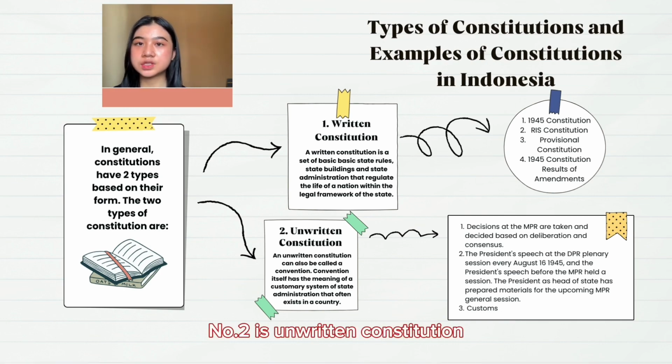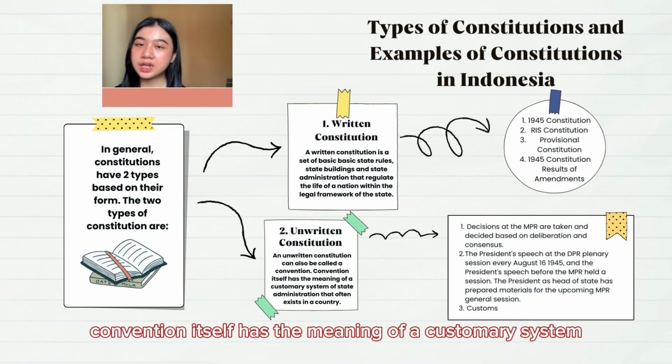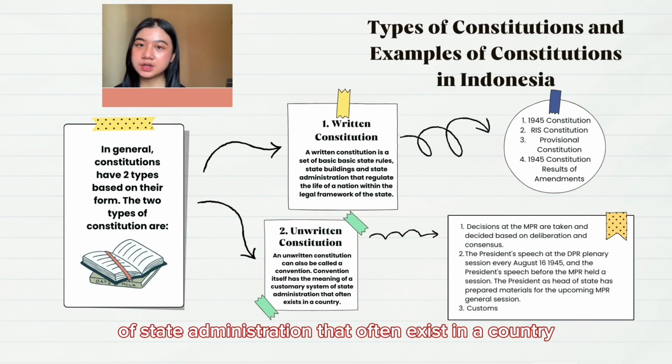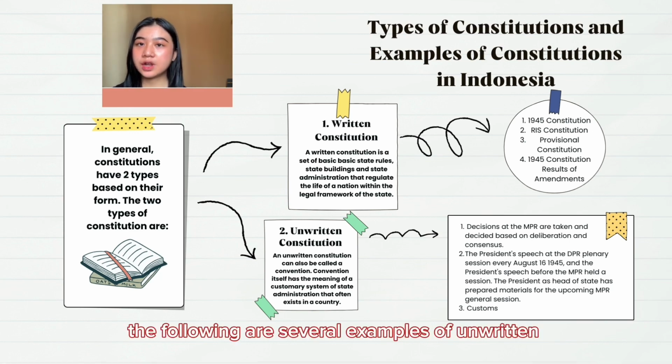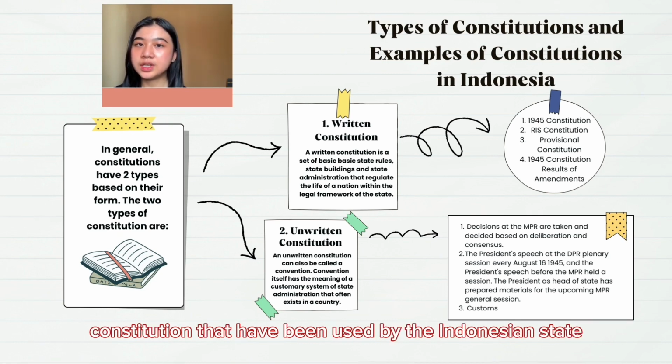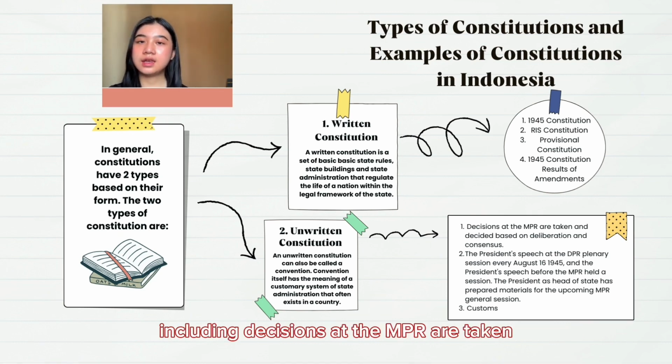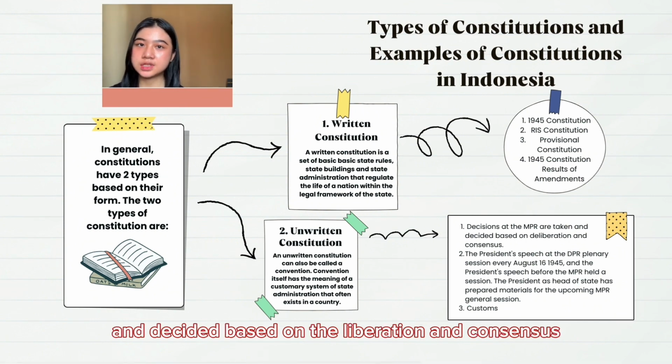Number 2 is unwritten constitution. This can also be called a convention. Convention itself has the meaning of a customary system of state administration that often exists in a country. The following are several examples of unwritten constitution that have been used by the Indonesian state, including the decisions at the MPR are taken and decided based on deliberation and consensus.